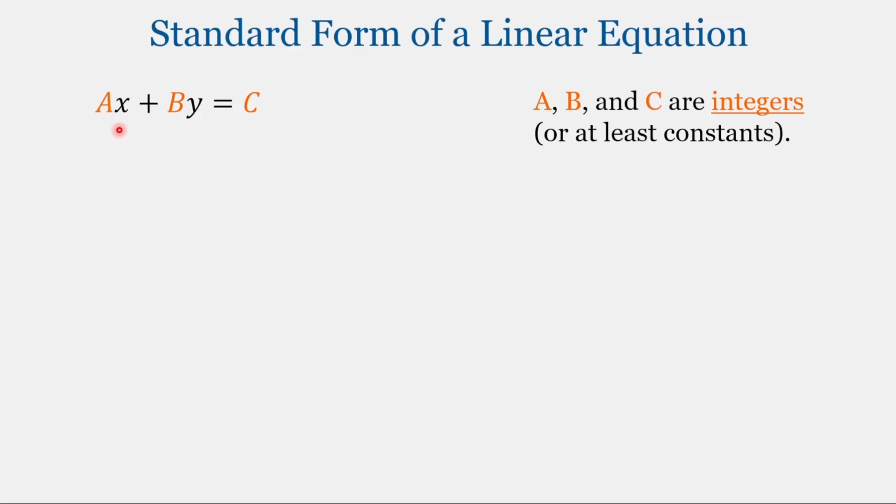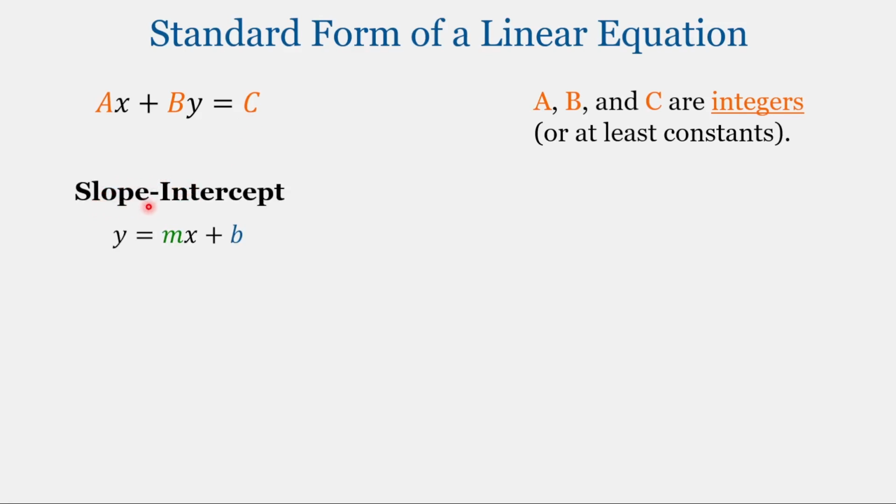So the standard form of a linear equation is ax plus by equal to c. So in standard form, the variables x and y are both on one side of the equation with their coefficients, and then a constant is on the other side of the equation.